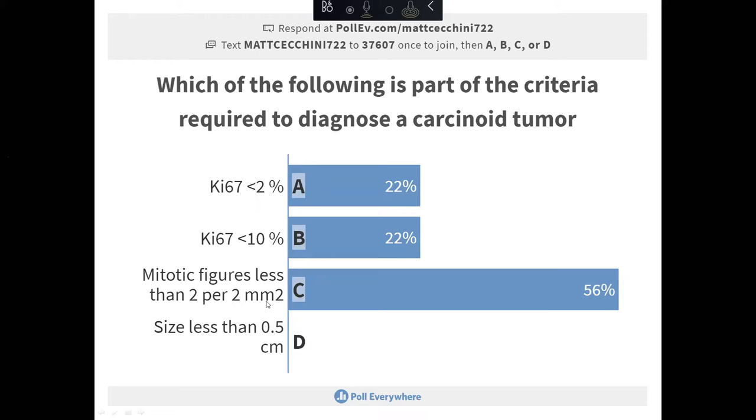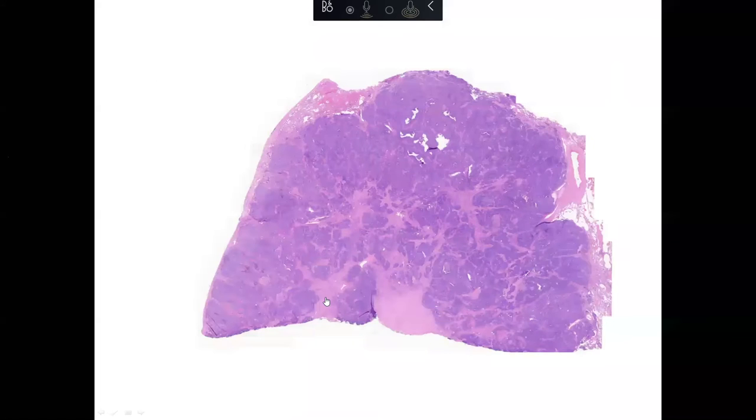This roughly corresponds to about 10 high power fields, but because everyone's microscope has a different diameter field, the recommendation is to use 2 millimeters squared instead of the 10 high power fields. And there's conversion tables that you can use to sort that out. And then a size less than 0.5 centimeters, if it was actually that small, you'd be classified as a carcinoid tumorlet. So perfect. So that was a case of a typical carcinoid.